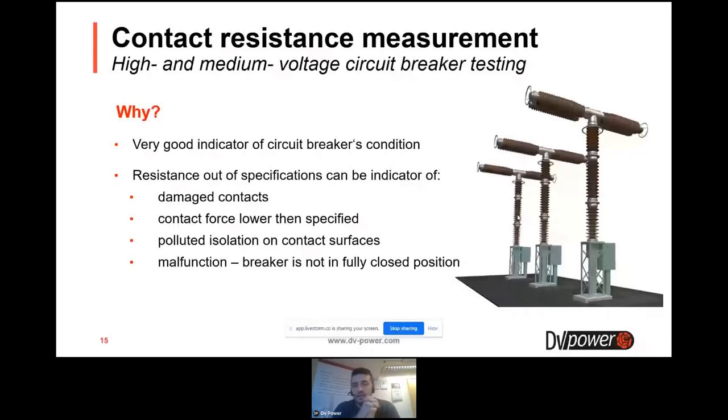What can we detect? We can detect damaged contacts, or maybe the contacts are not damaged, but the contact force of the operating mechanism is not sufficient to close the contacts properly. Or sometimes we can have some dried oils on the contacts, so the resistance can be increased. Or maybe it's just malfunctioning, where usually in those situations you will find faults with the operating mechanism, which also reflects on the contact system.